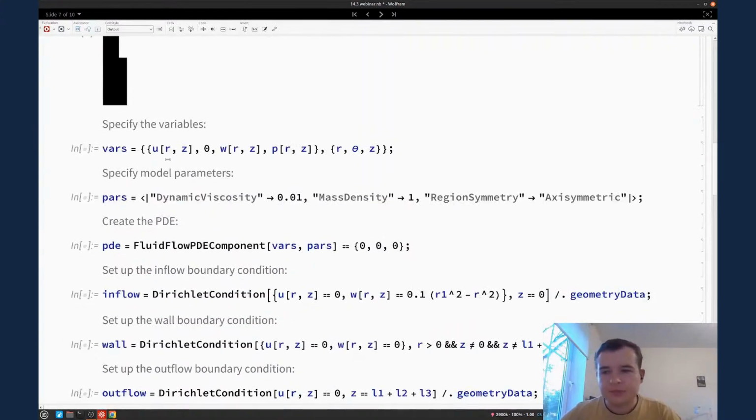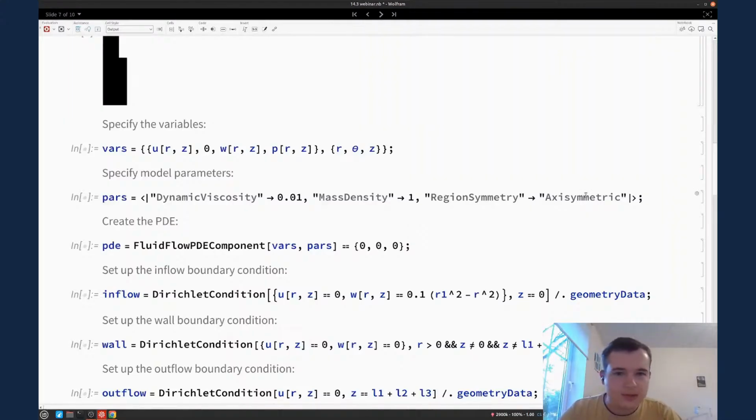Since we are dealing with axisymmetric problem, we assume that the second component of the velocity, the angular one, is equal to 0. So that's why here we have the 0. And the other components of the velocity, u and w, and the pressure, they do not depend on the angle theta. They only depend on r and z. Next, we specify the model parameters. So we have here the dynamic viscosity and mass density, and here we have one additional important parameter, the region symmetry, which is set to axisymmetric.